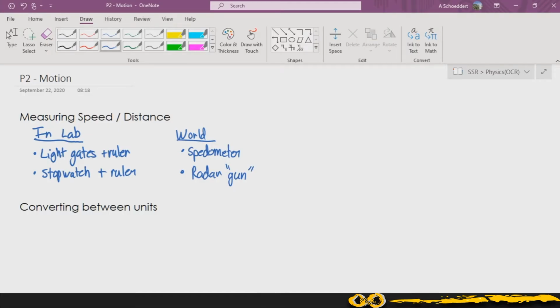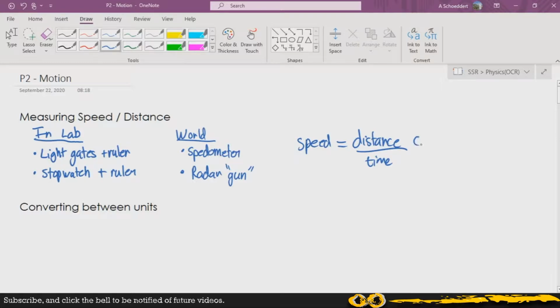We've gone through these methods for measuring speed and distance, or time and distance, and the reason that we want to do that is because the equation that we're using for speed is equal to the distance that was traveled divided by the time. In science, this is usually meters and seconds, but in the real world you might see kilometers per hour. You might also see miles per hour. All of these things are rates, so whenever you hear the word per, you need to be thinking about division.